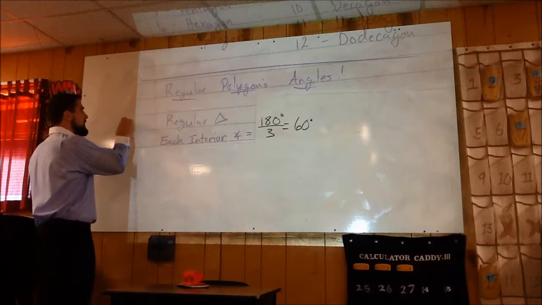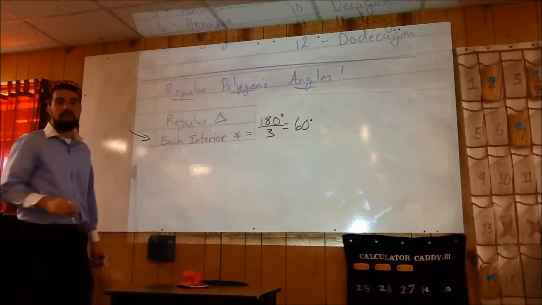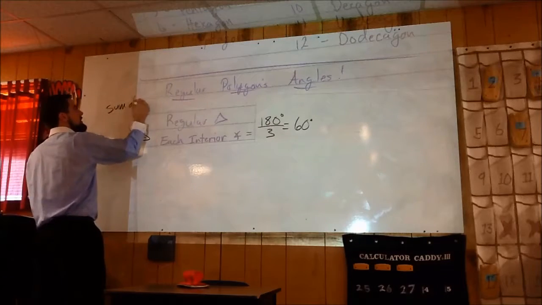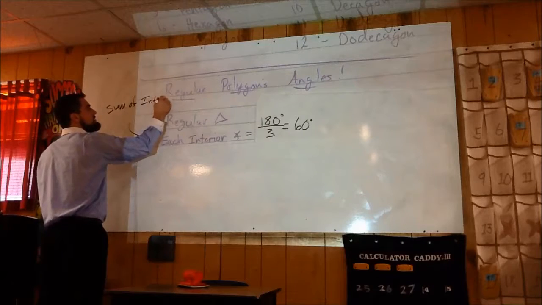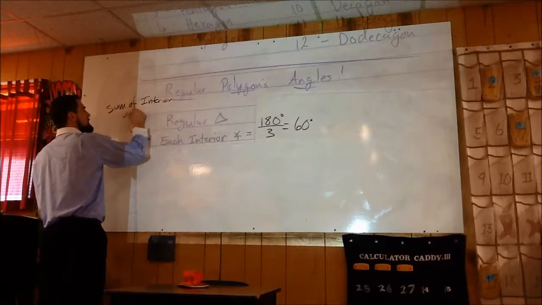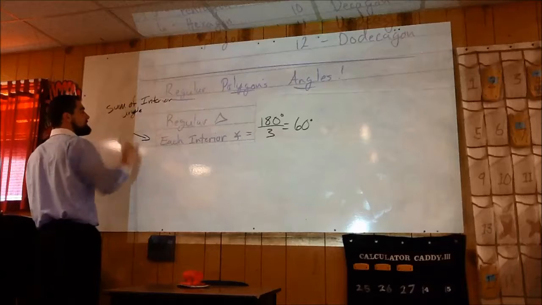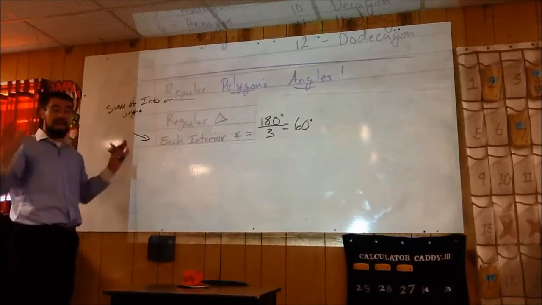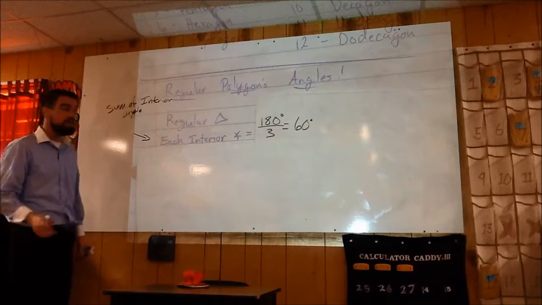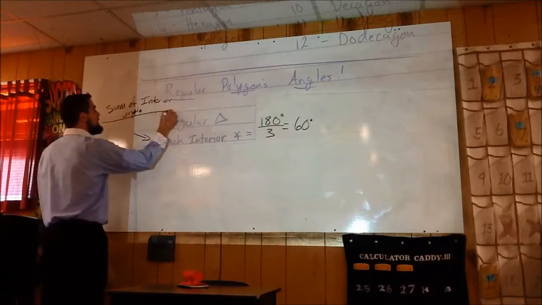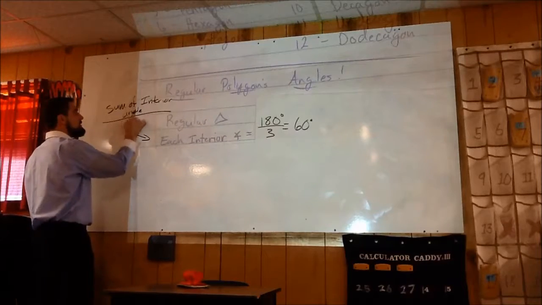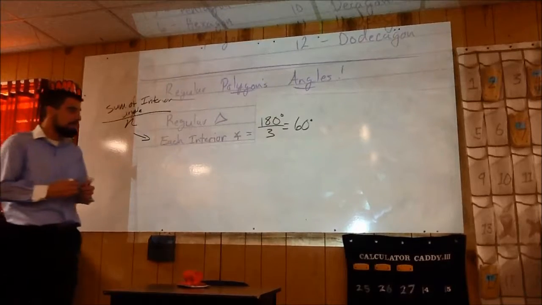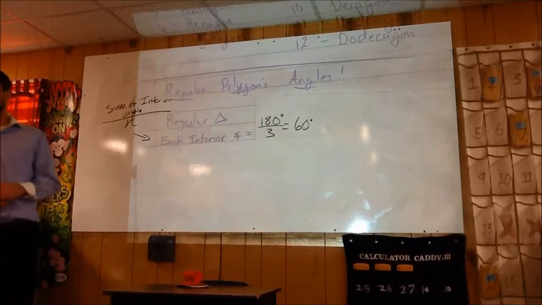So if you're asked for each interior angle of a polygon, you take the sum of interior angles, whatever that is, and we learned today how to find the sum of any polygon's interior angles, no matter how many sides it has. And we're going to have to divide that by n, the number of sides.